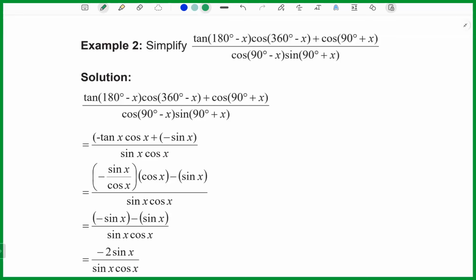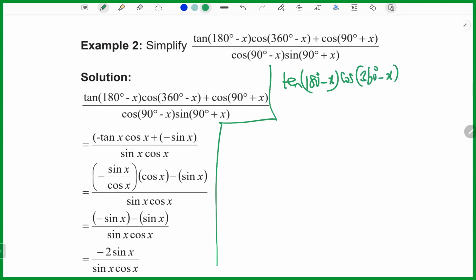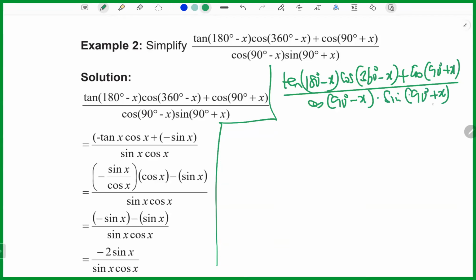You need to simplify the tan of (180 degrees minus x), the cosine of (360 degrees minus x) plus the cosine of (90 degrees plus x), all divided by the cosine of (90 degrees minus x) into the sine of (90 degrees plus x). Let's just look at how to simplify this here. To simplify this, we start by writing the question, familiarizing ourselves with the question.